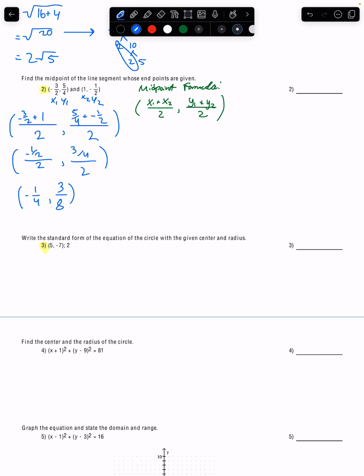For number 3, find the standard form of the equation of the circle given the center and radius. So we have yet again another formula called the circle formula. Which is x minus h squared plus y minus k squared equals r squared. And this is h, this is k, and that 2 is r. And then we just plug in.